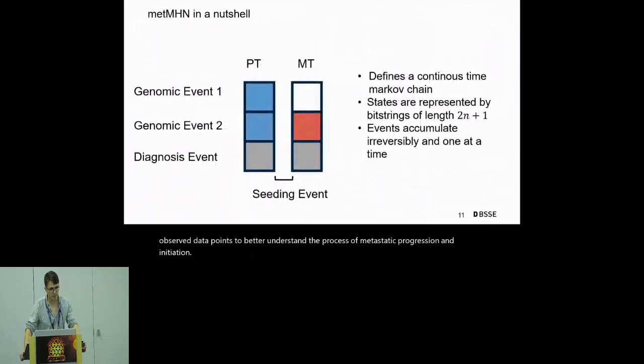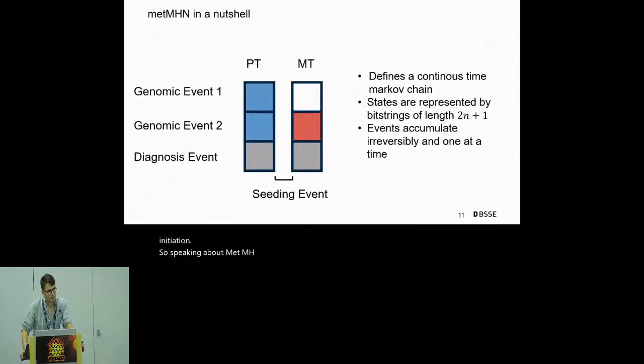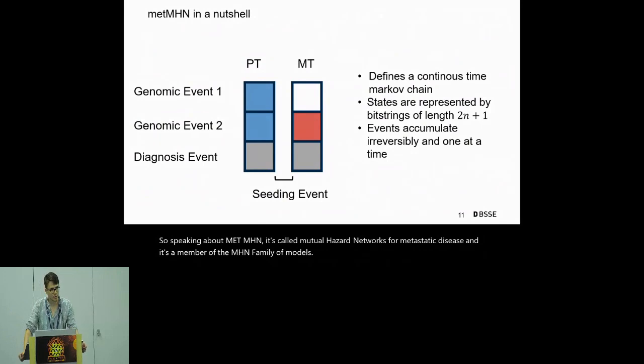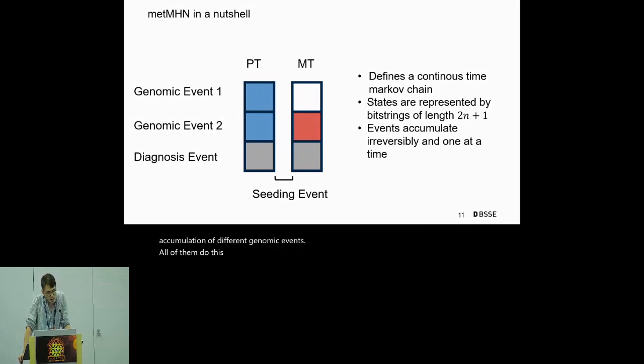So, speaking about MET-MHN, it's called Mutual Hazard Networks for Metastatic Disease, and it's a member of the MHN family of models. All of them are cancer progression models that model the progression of cancer as the accumulation of different genomic events. All of them do this as a continuous time Markov chain on a binary state space.